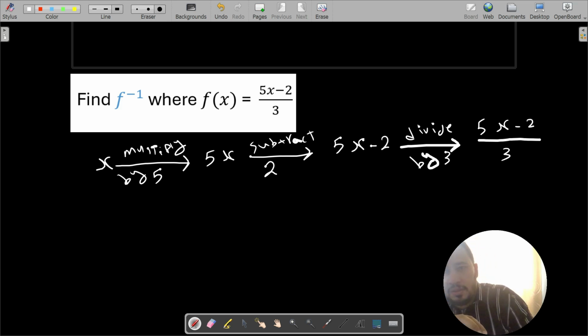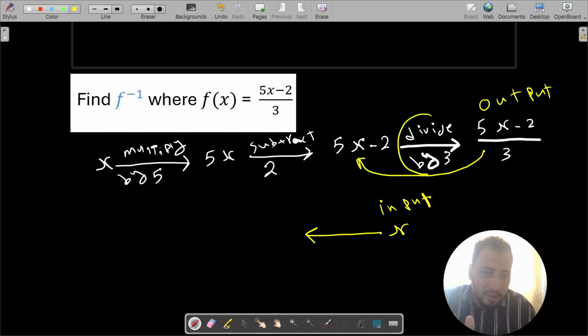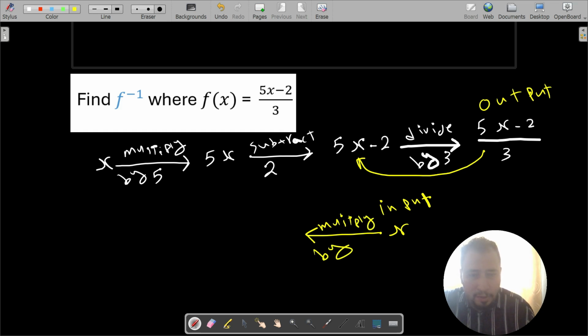As I explained before, this is your output, okay? And this output is going to be changed to be your input. And our input usually is x. We will go backwards, okay? And everything here is going to be opposite. It's going to be reversed. What's happening here? This is divided by 3. So it's going to be multiply by 3. It's going to be 3x.